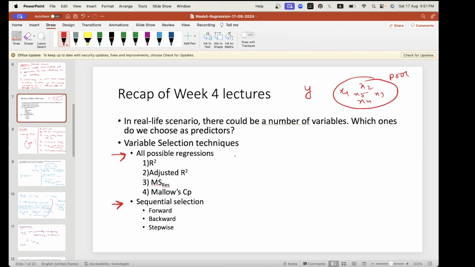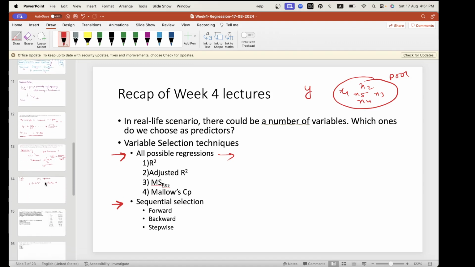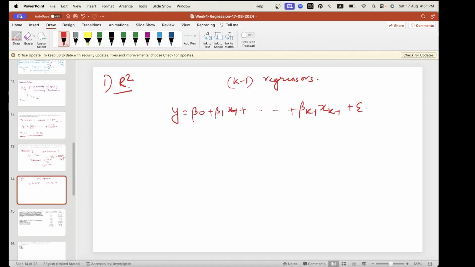Now coming back to the lecture sessions, today I'll be discussing how to pinpoint the number and which predictors to use based on these four criteria or characteristics. So the first one is R square.